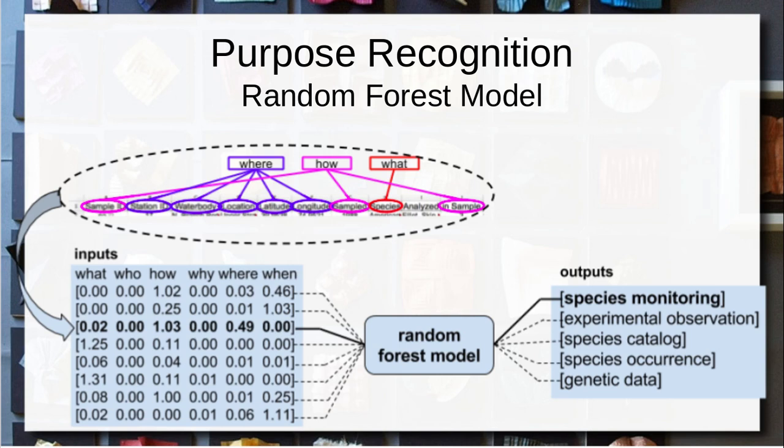purposes. So the first one is species monitoring, which is monitoring of behaviors and things of species. The second is experimental observation. The third one is species catalog. The fourth one is species occurrence. And the final one, genetic data.